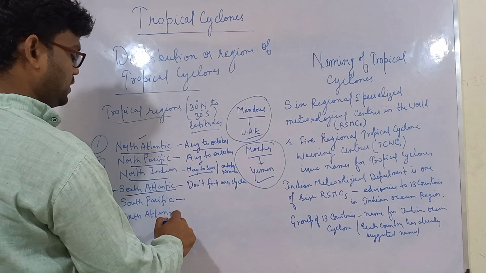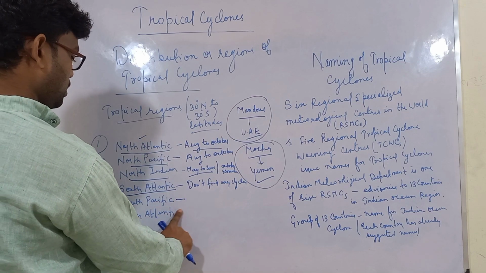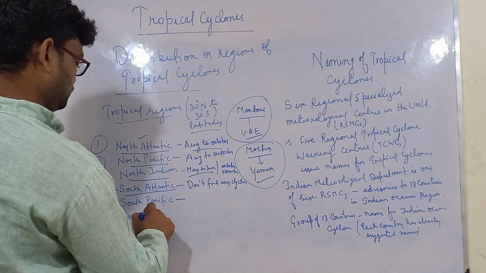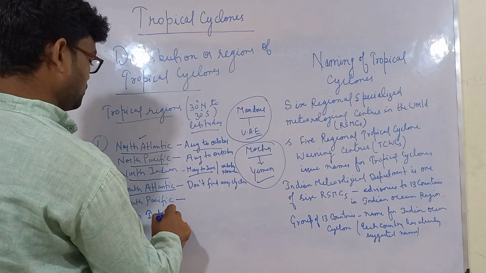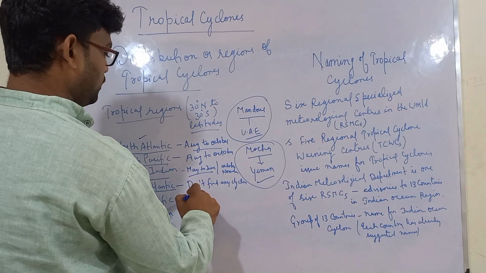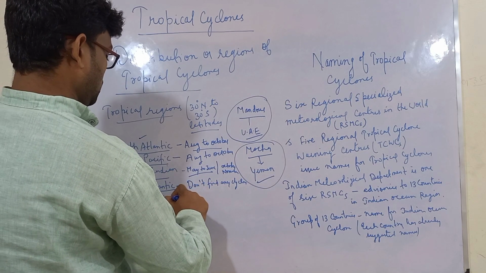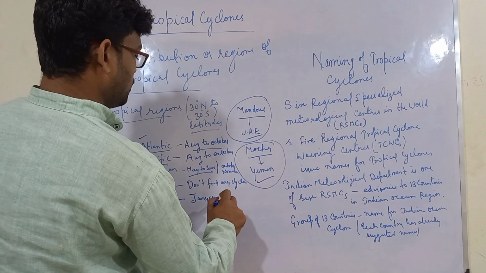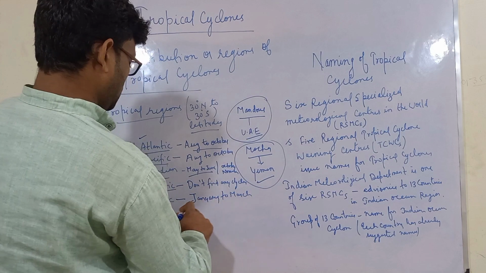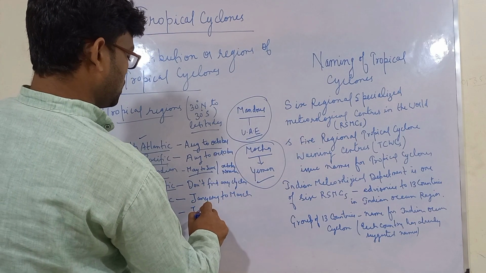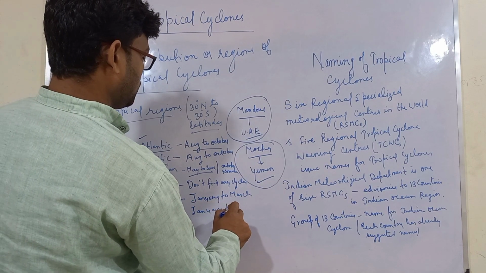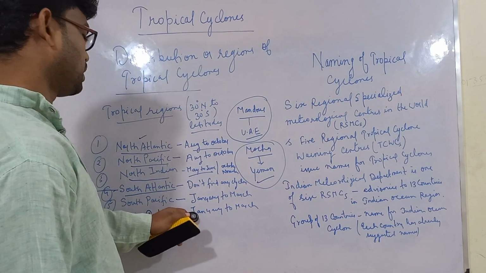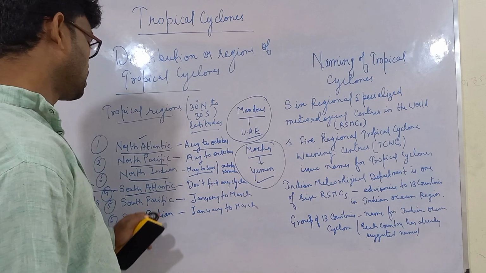Then in the South Pacific Ocean and South Indian Ocean. In the South Pacific Ocean, of course, we will find the cyclones from the month of January to March, and in the South Indian again January to March.